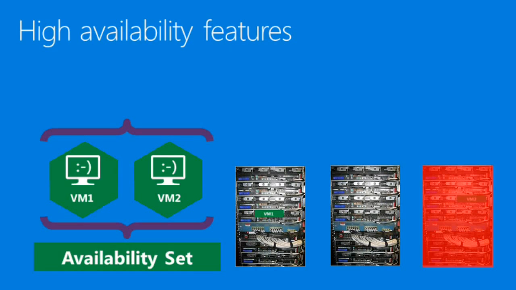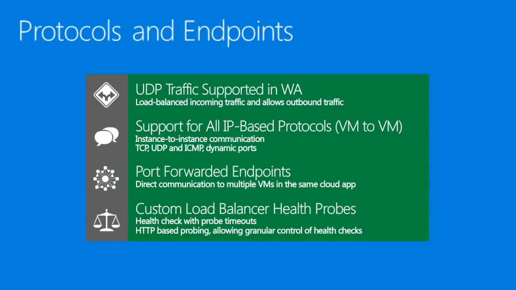And so when you look at some of the network support that we have, obviously the ability to do UDP traffic is available. All IP-based protocols between VMs can be done, including ICMP, dynamic ports, UDP, and you can, of course, port forward from traffic coming in or do custom load balancing. And so let me spend a minute or two on our load balancing solution so that you have a good idea of what we make available there.